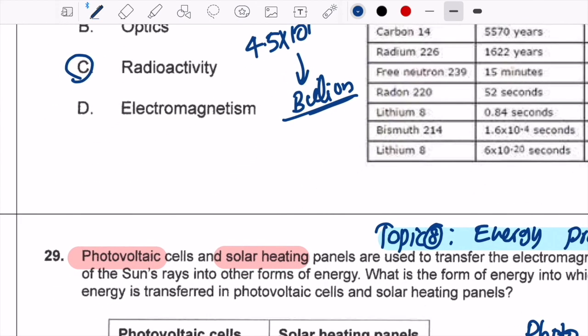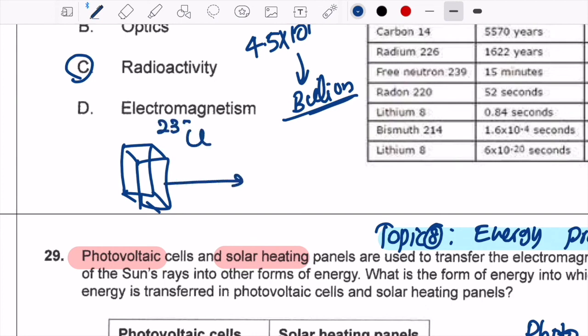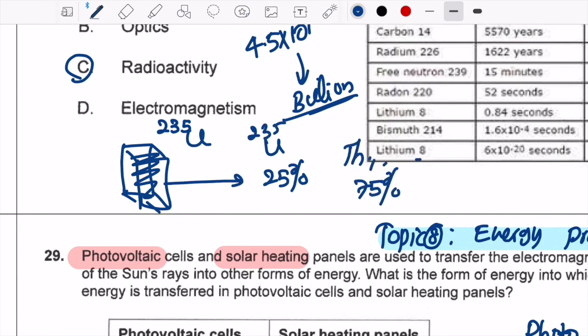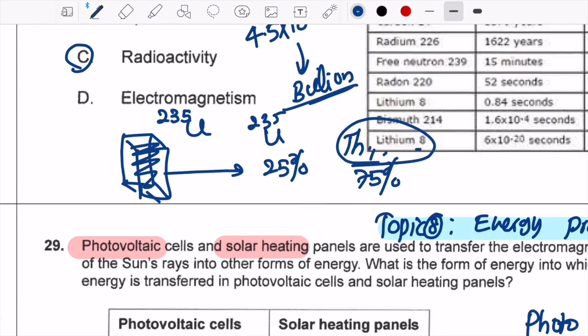Let's just imagine you found uranium breaks into thorium, okay? Thorium or polonium, it doesn't matter. Uranium breaks into, let's say, thorium. So you found uranium-235 from the ground, and you find actually only 25% is uranium-235, and 75% is thorium, polonium, any other, it has converted into other isotopes, okay?